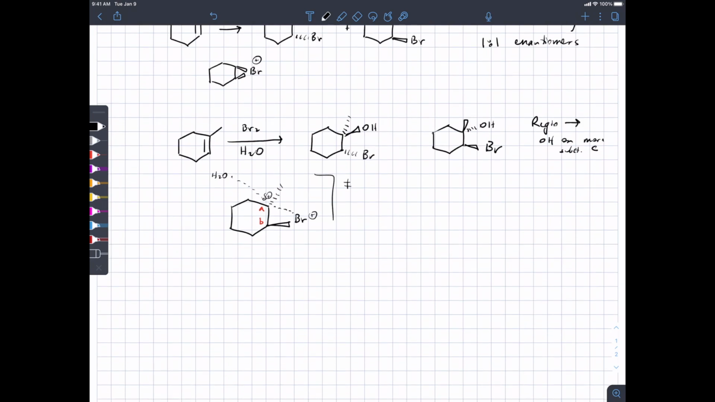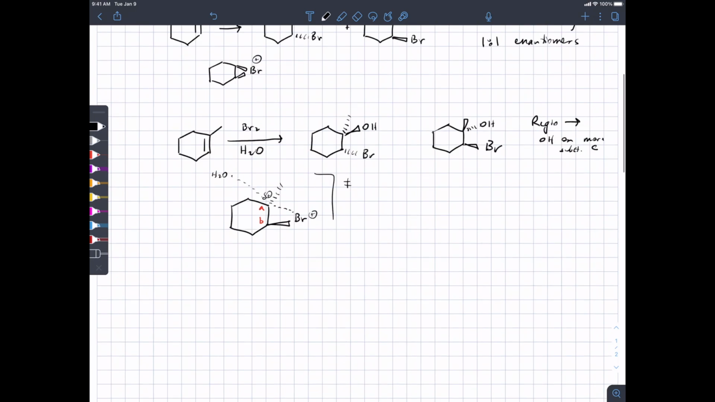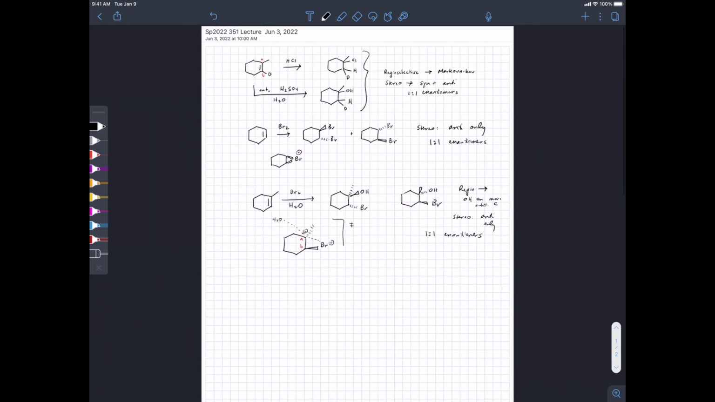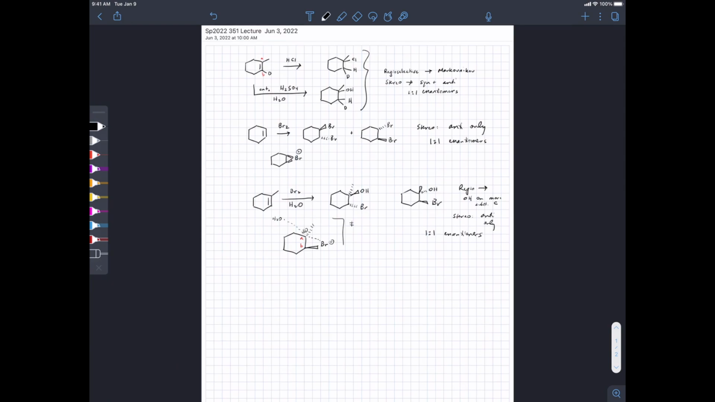The second thing that comes onto the most substituted carbon. And again, on stereoselectivity, you get anti only. And then, of course, if your starting materials are not chiral, you have to have a one-to-one mixture of enantiomers. So that's your whirlwind review of where we've been so far.